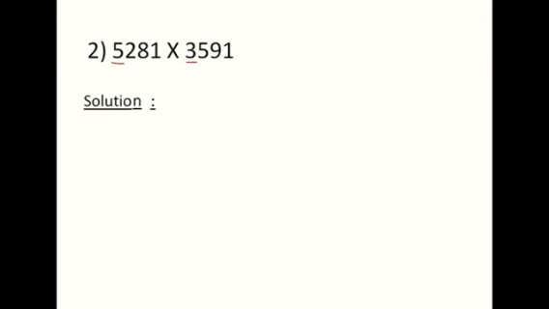Start the solution. So what we will write here? 5281 estimated to the nearest 1000 place. How much will it be? Go to the previous place, the hundreds place. It is 2 here. 2 is less than 5, so the 1000 place will be unchanged. 281 will be replaced by 0.